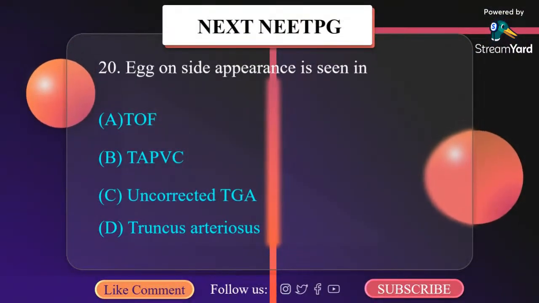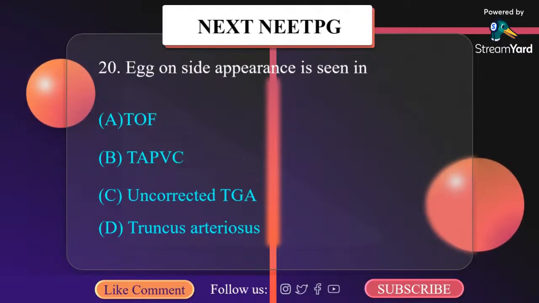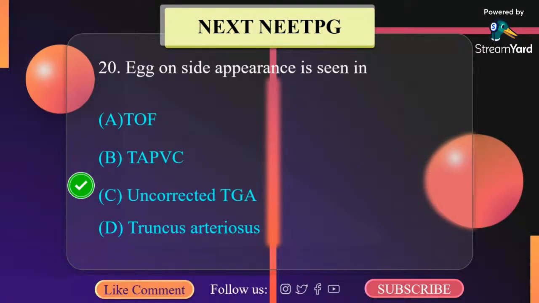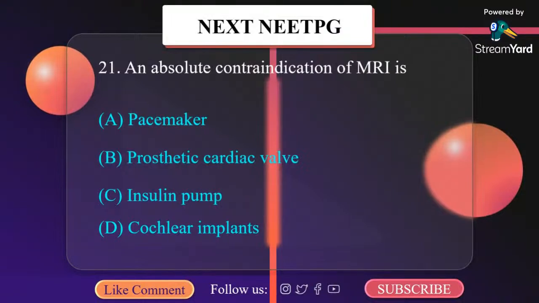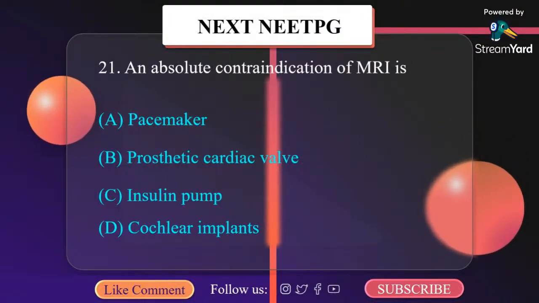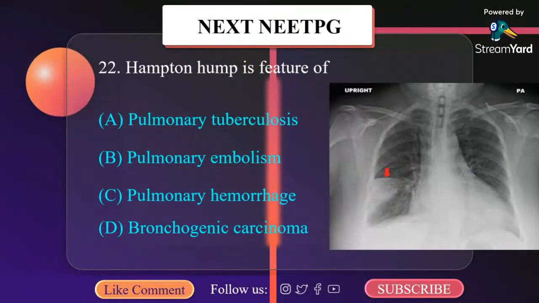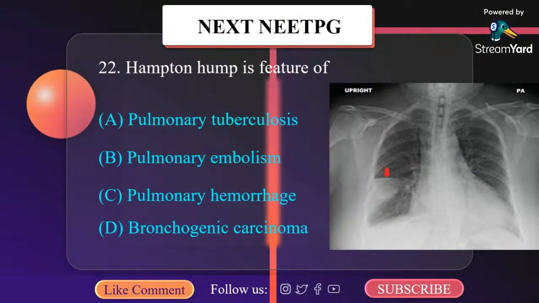Egg on side appearance is seen in A. TOF, B. TAPVC, C. Uncorrected TGA, truncus arteriosus. An absolute contraindication of MRI is A. Pacemaker, B. Prosthetic cardiac valve, C. Insulin pump. It is pacemaker. Hampton hump is a feature of pulmonary tuberculosis, pulmonary embolism, pulmonary hemorrhage. It is pulmonary embolism.